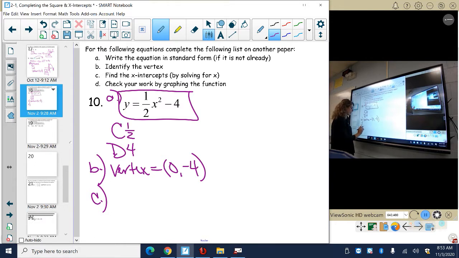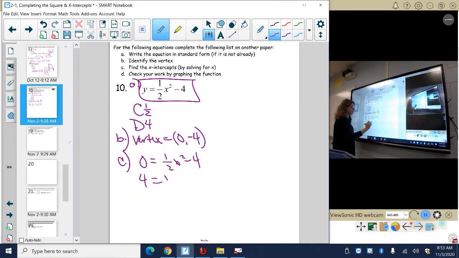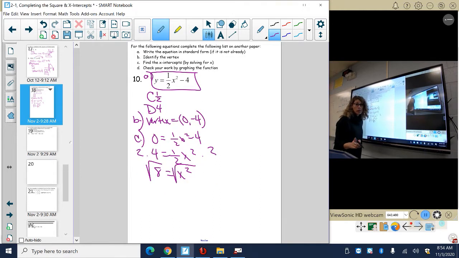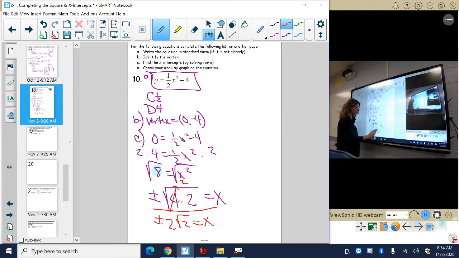So how do I find the x-intercepts? I let this thing equal 0, and then I solve. So I'm going to add the 4 over. I multiply by 2, and then I take the square root. When I take the square root, I automatically do plus or minus, and I look for the perfect square factors of 8. That's going to be 4 times 2. That 4 is going to come out as a 2 to give me plus or minus 2 square root of 2 is equal to x.